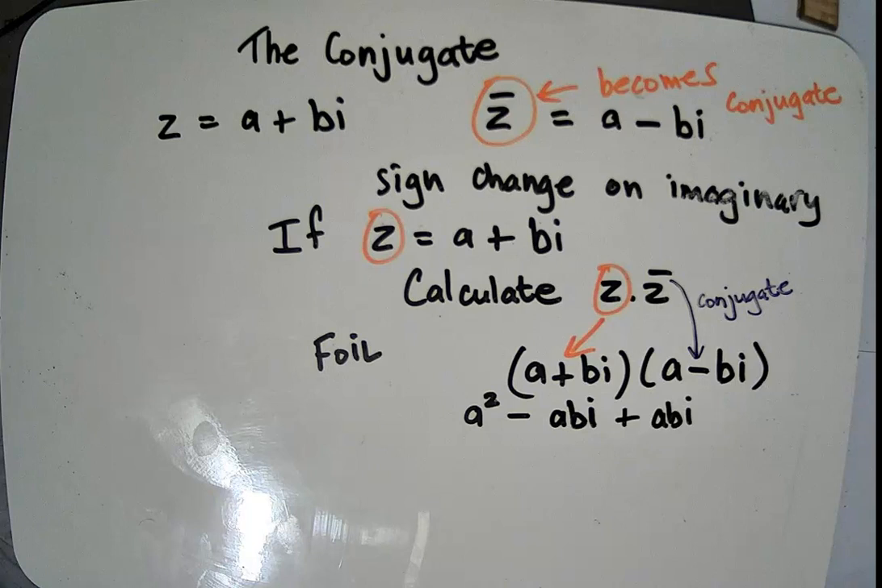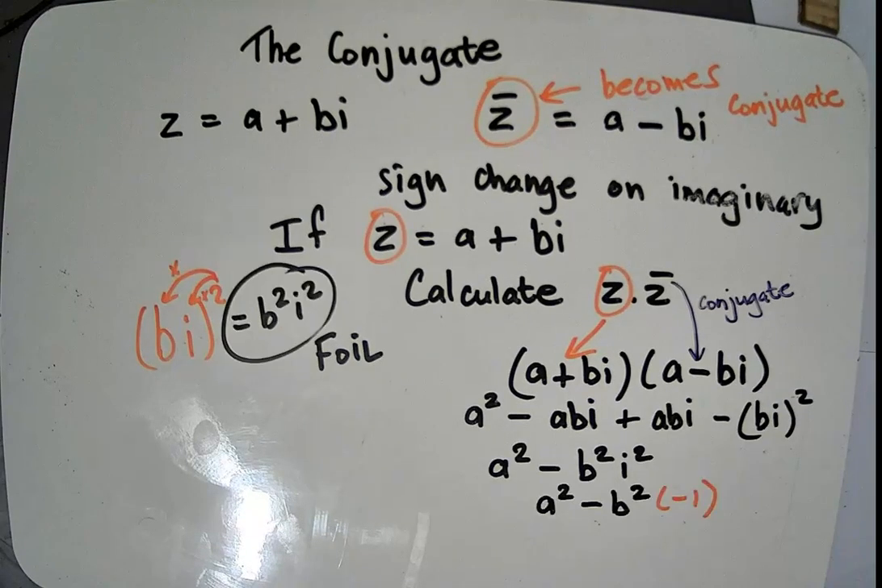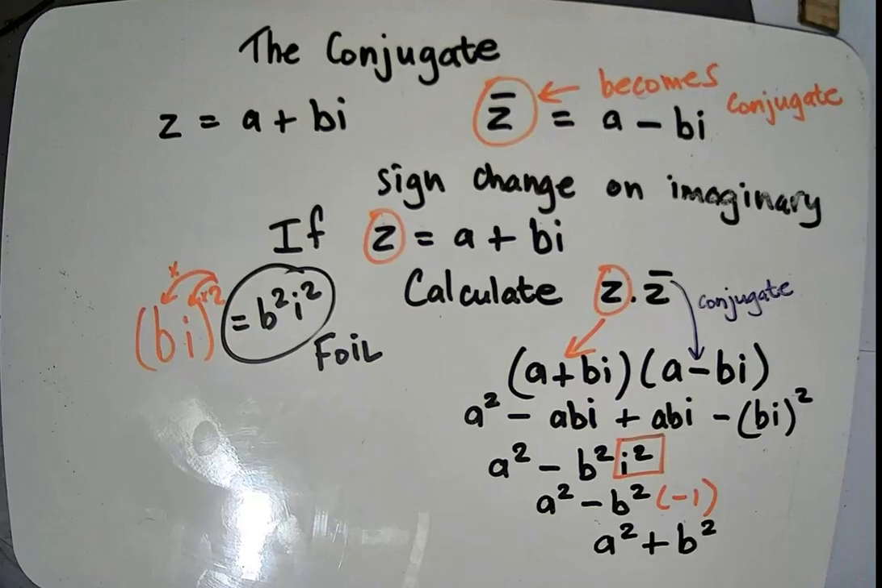Notice those two will cancel out, and in the last one on the right we'll have minus b squared i squared, or bi all squared. So notice that the center will fall out and we'll have b squared i squared if we apply the exponent rule. Wherever we see i squared, we'll apply a negative 1. So if we apply negative 1, we will get a positive b squared. So our answer will be a squared plus b squared.